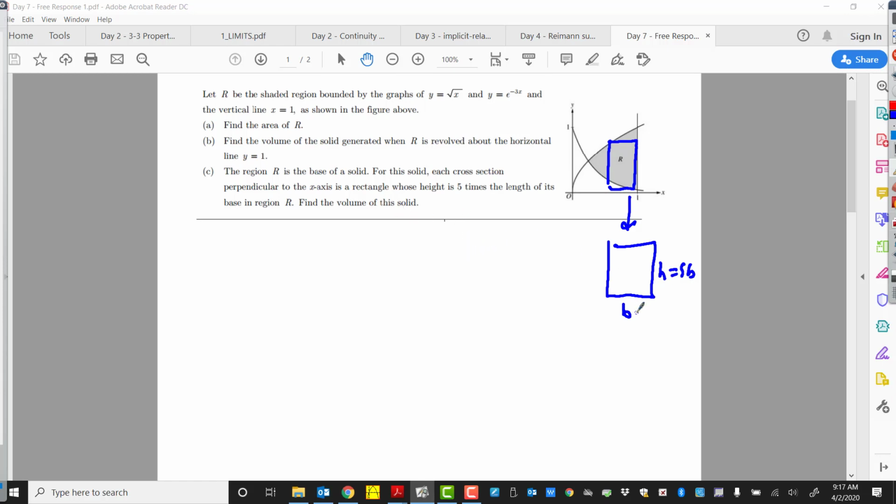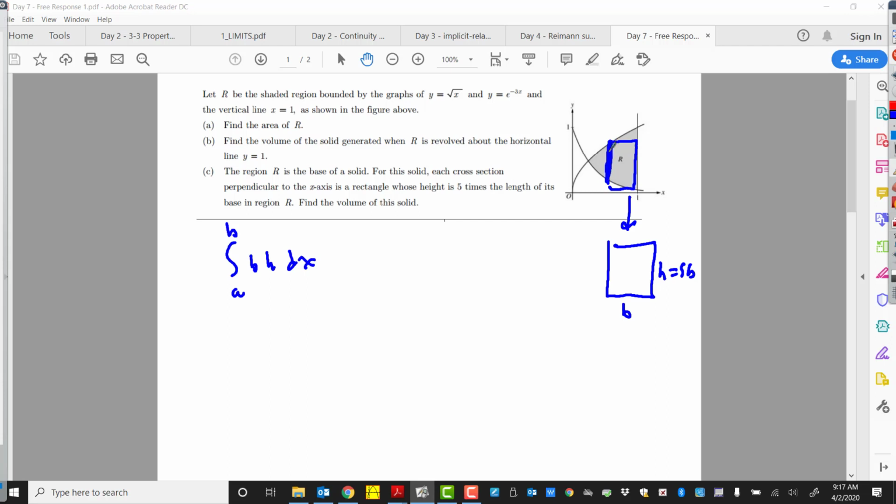So how do we find the area of a rectangle? Well, it's just base times height. So we're doing the integral from A to B of base times height, dx. Now, here's the thing. We don't know the height, but we know it's 5 times the base. And we don't know the base yet, but we can find it. Remember, our rectangle goes from here down to there. That creates our base. Okay?